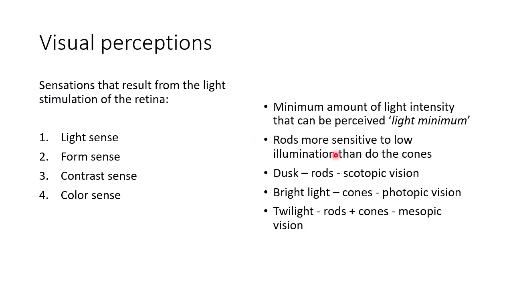Now, you know that rods are more sensitive to low illumination than cones. These are just basic points. So during dusk, the rods are more active, and that is our scotopic vision. In bright light, the cones are active, that is the photopic vision. And in twilight, both rods and cones are active, and that is the mesopic vision.